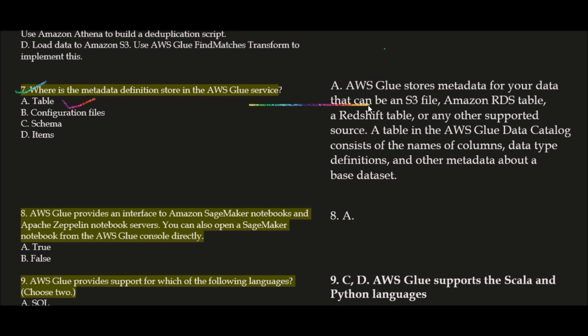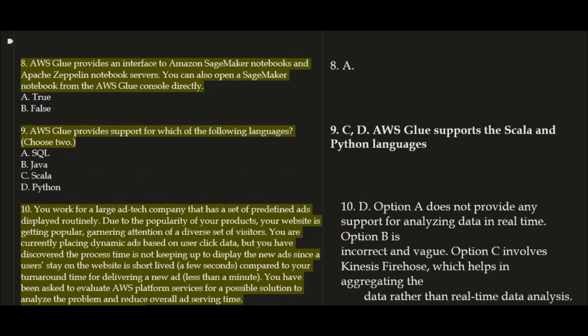Okay, next question. AWS Glue provides an interface to Amazon SageMaker notebooks and Apache Zeppelin notebook servers. You can also open a SageMaker notebook from the AWS Glue console directly. True or false? True. Okay. So you can easily open a SageMaker notebook from the AWS Glue console directly. Okay. Correct answer here is option A, true.